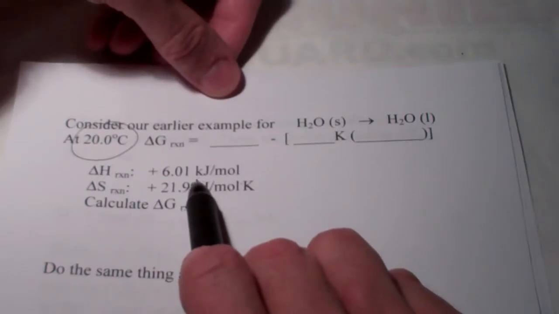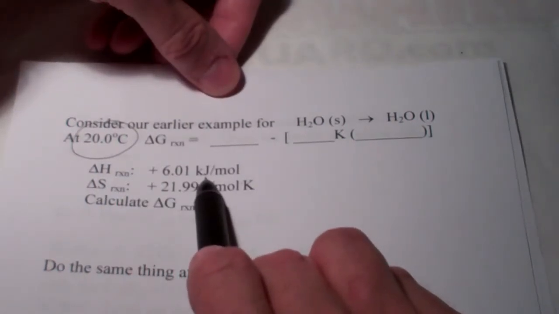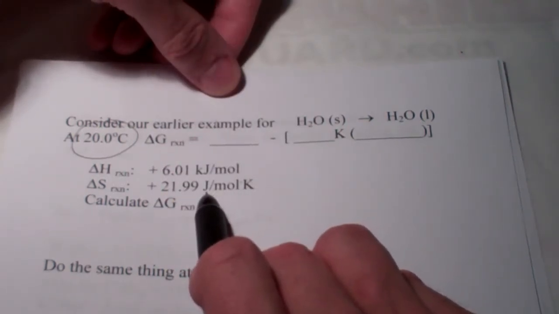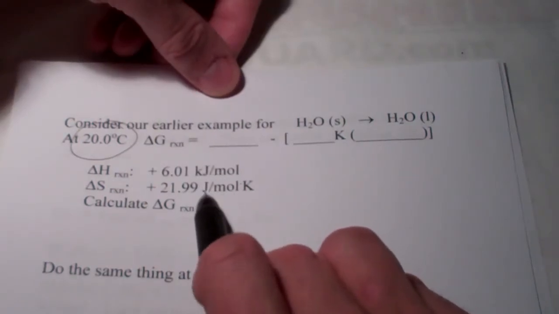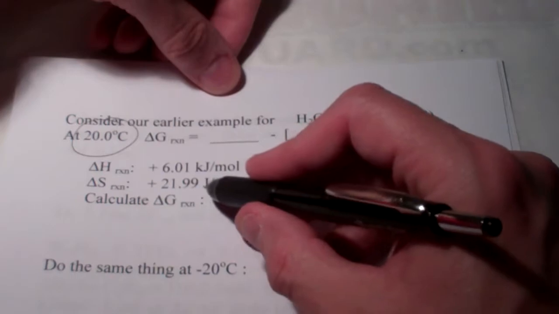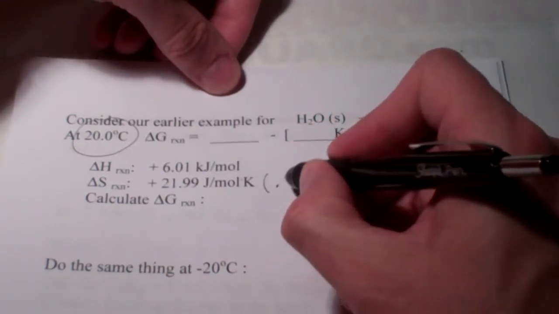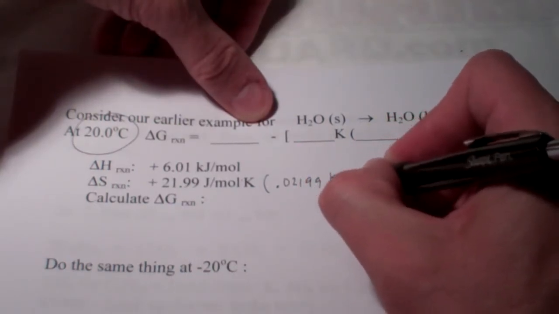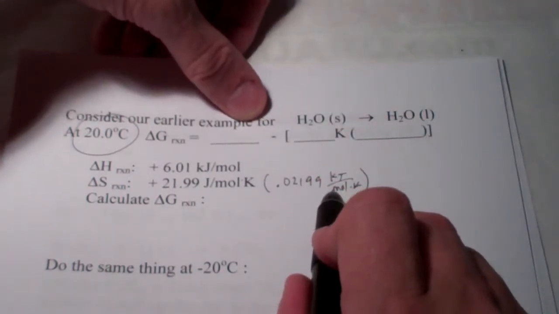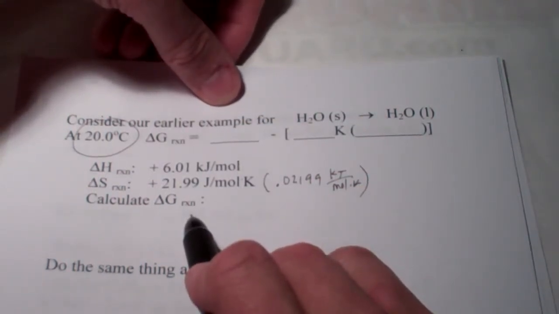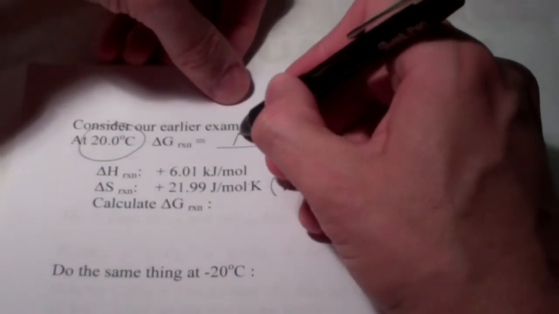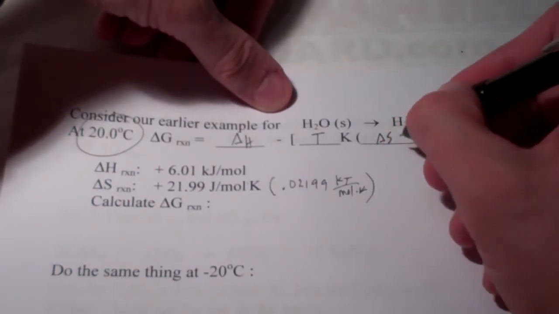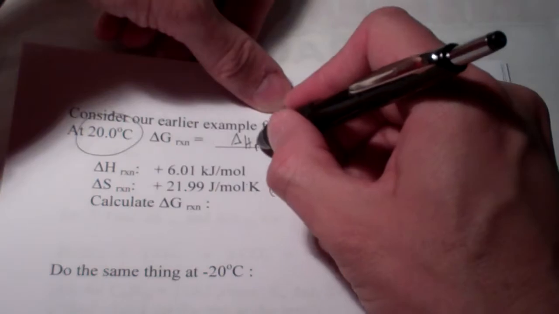Now, one thing you have to worry about is the heat of the reaction is often given in kilojoules. And the entropy, when you look these up in data tables, for some reason they like to put it in joules per mole Kelvin. We have to make these units the same. So isn't 21.99 joules per mole Kelvin the same as 0.02199 kilojoules per mole Kelvin? So we're going to use that number here in just a second to calculate delta G. So delta G, remember, equals delta H minus our Kelvin temperature times delta S. And these are for the reactions.